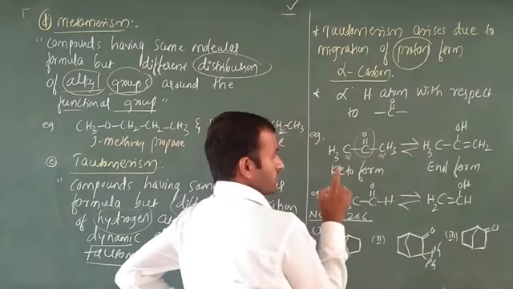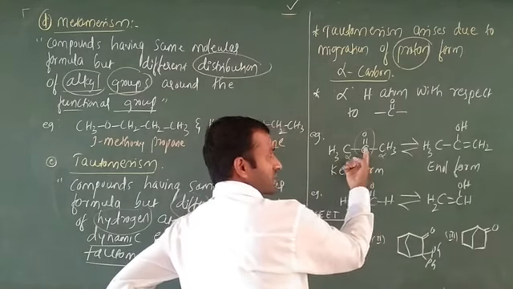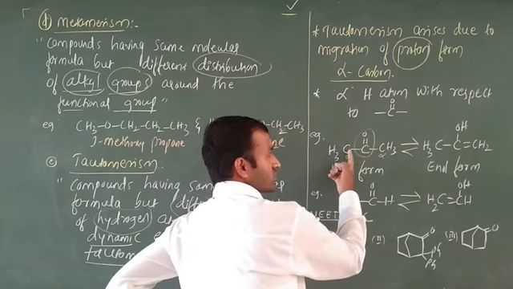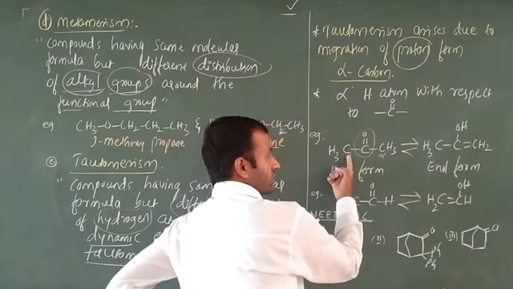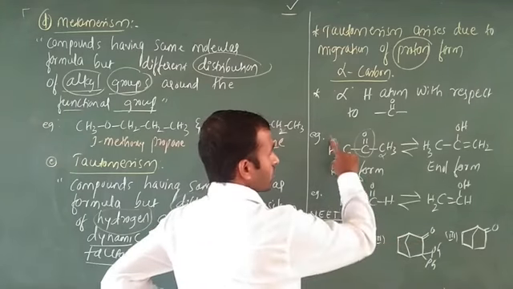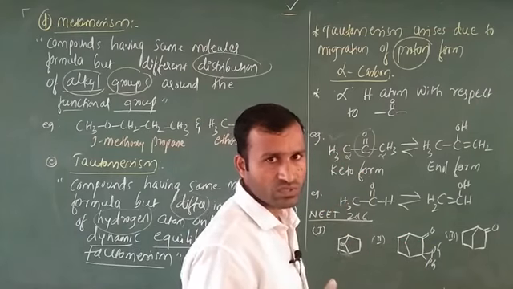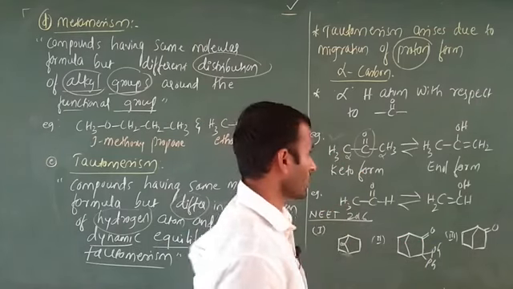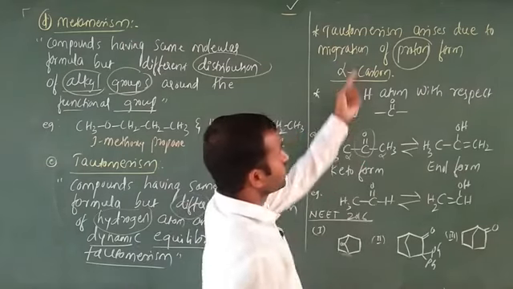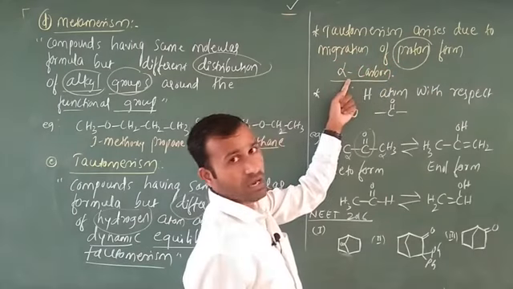I repeat one more time, the carbonyl carbon is there. The carbon next to the carbonyl carbon, containing hydrogen, that is alpha hydrogen, and this one is alpha carbon. The alpha carbon must and should contain hydrogen, then only tautomerism takes place. If there is no alpha hydrogen, tautomerism does not take place. Bear in mind, that is most important. That is why tautomerism arises due to migration of a proton from the alpha carbon.